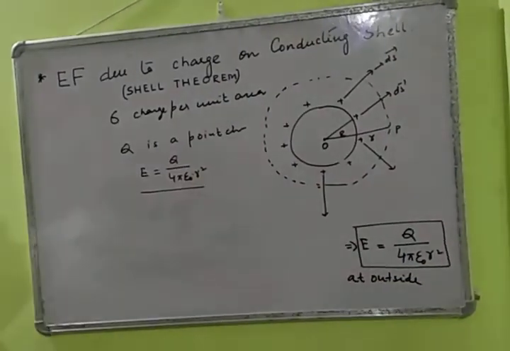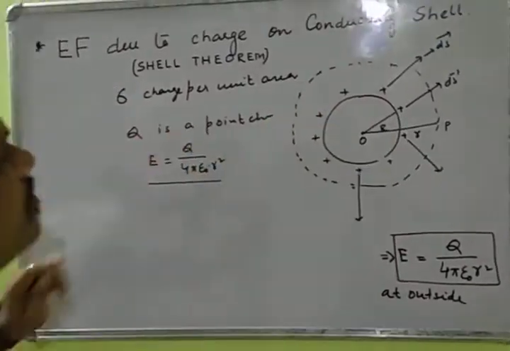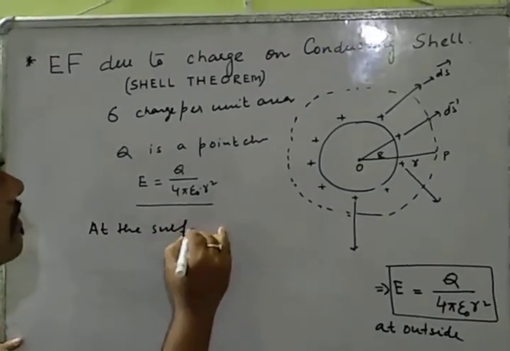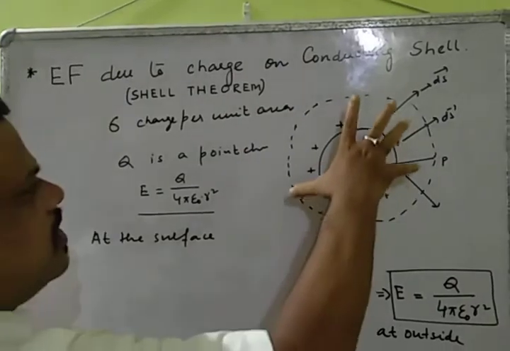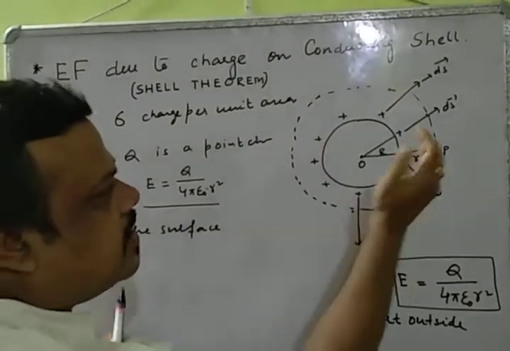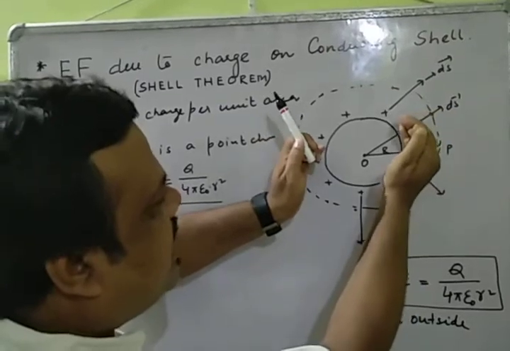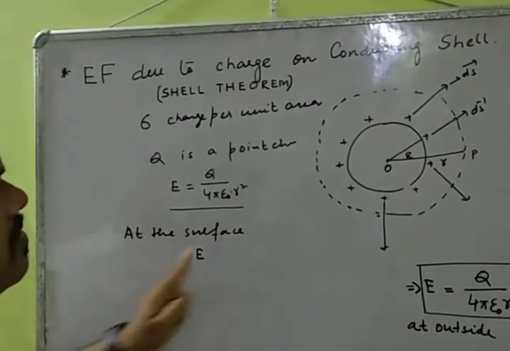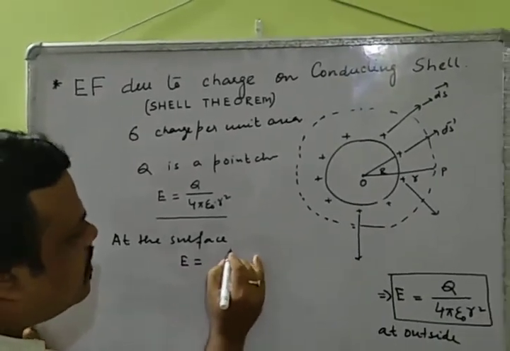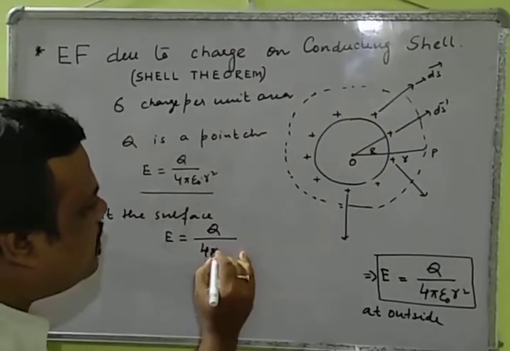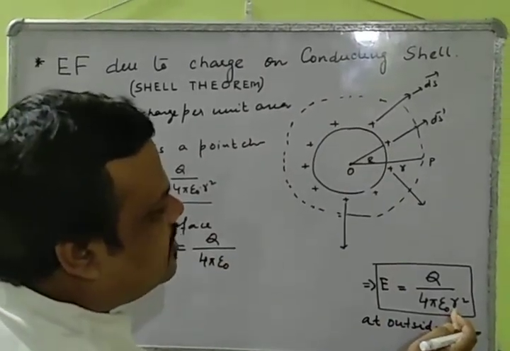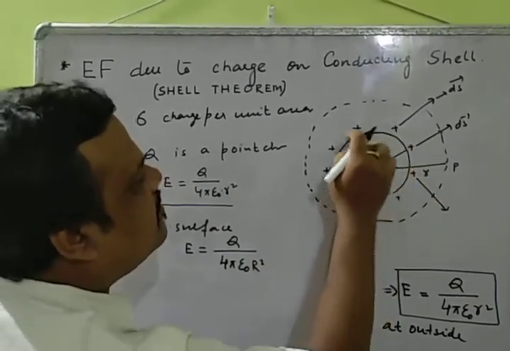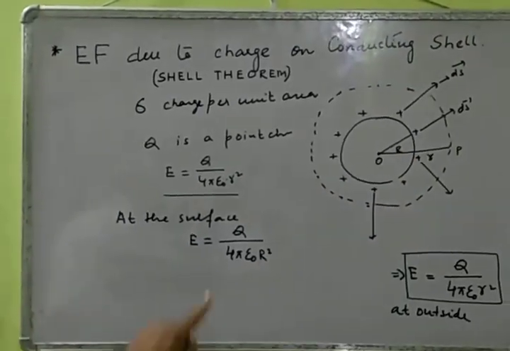Now let me calculate the electric field exactly at the surface of the metallic shell. If we shrink the Gaussian surface and put it exactly at the surface, what will the electric field be? A very careful observation will tell you the electric field will be Q by 4 pi epsilon naught. Now instead of small r, what do we have to use? Capital R square, because we are calculating at the surface.